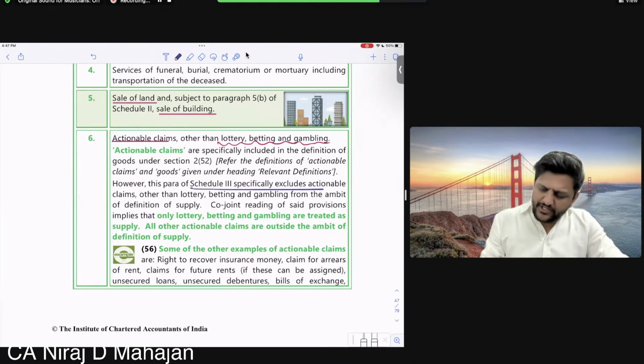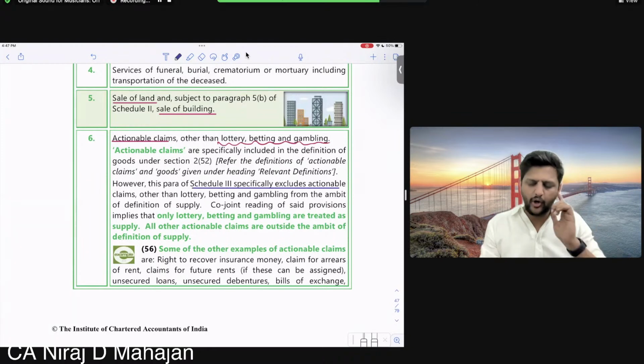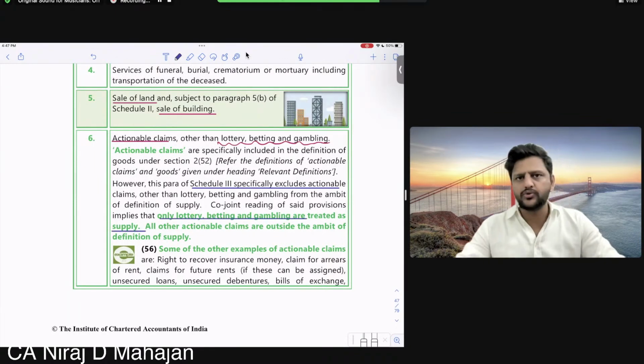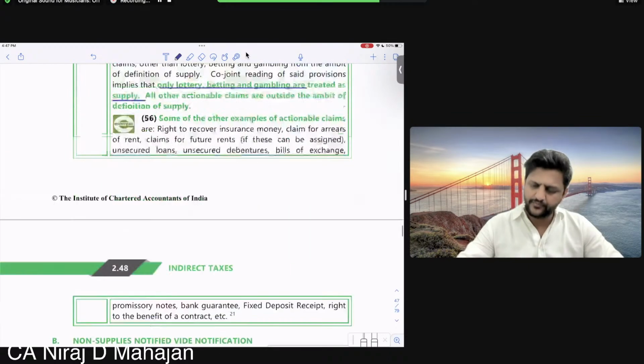However, Schedule 3 specifically excludes actionable claims, other than lottery, betting and gambling, as supply. So it means what, bachcho? Only lottery, betting and gambling are treated as supply. All other actionable claims are outside the scope of GST.